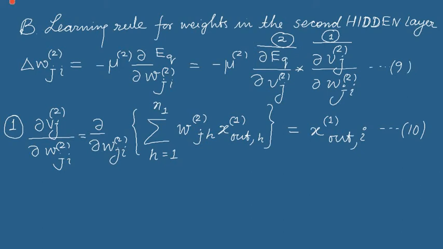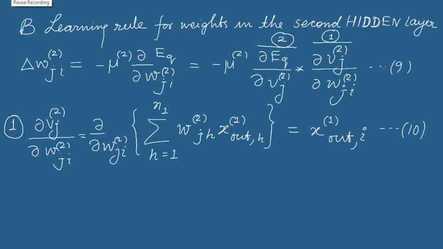Now we will discuss the learning rule for weights in the hidden layers. As we have discussed earlier, the weight update formula for the output layer and for the other hidden layers are different. So we have seen the derivation of the output layer weight update formula, and now we will see how to derive the learning rule for weights in the hidden layers. We will start with one particular layer, which is the second layer, and the same can be generalized, of course.